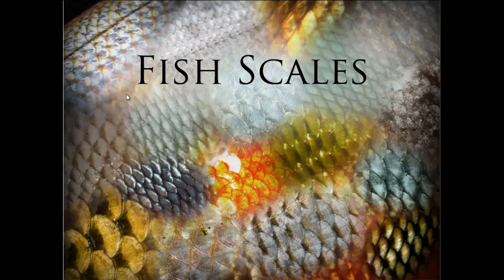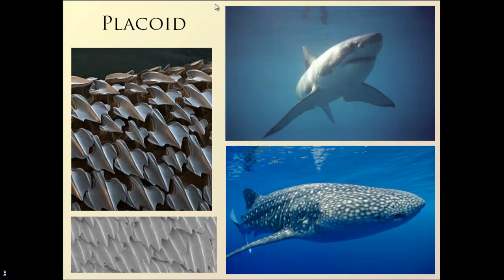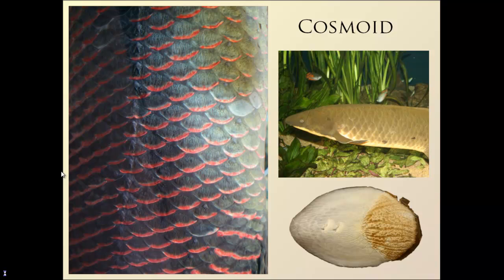Okay, so this is going to be a short video about fish scales and how to render them. I'm going to start by listing off the types of fish scales real quick, and then I'll get onto the rendering. First there's the placoid scales, and these are the ones found in sharks, rays, and chimeras, and they're microscopic, so you can't see them.